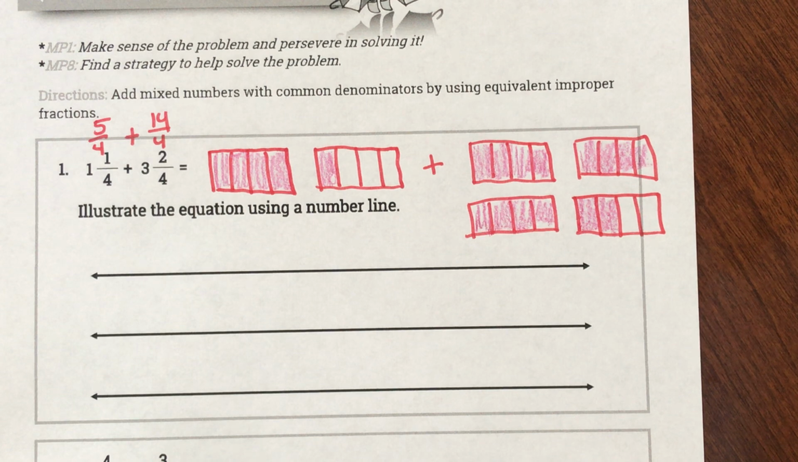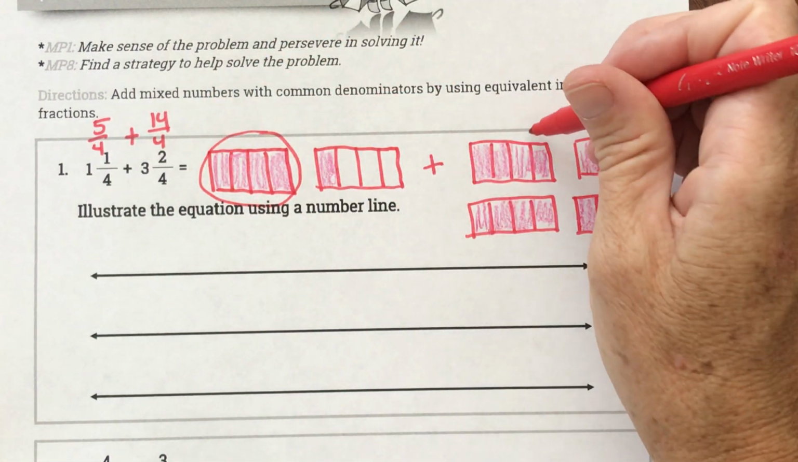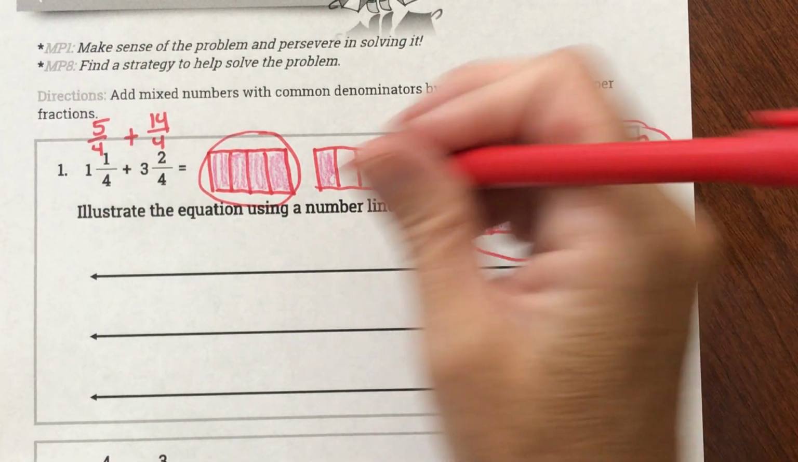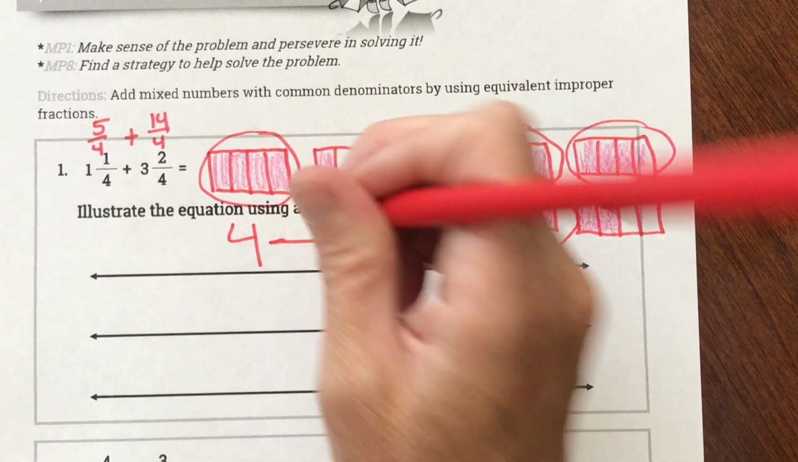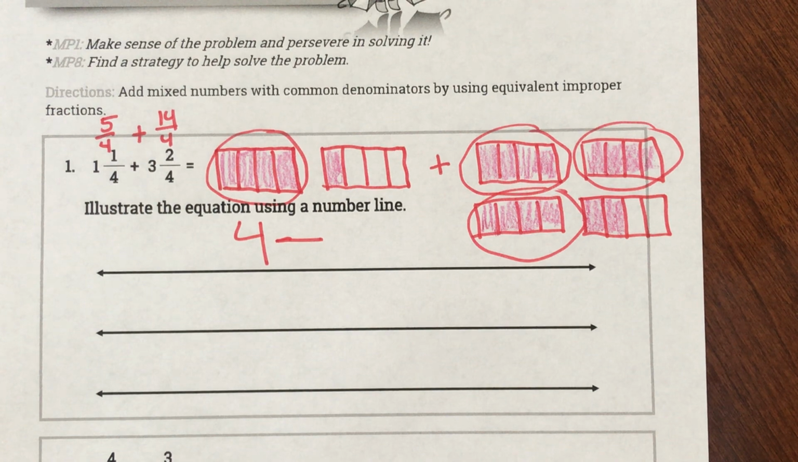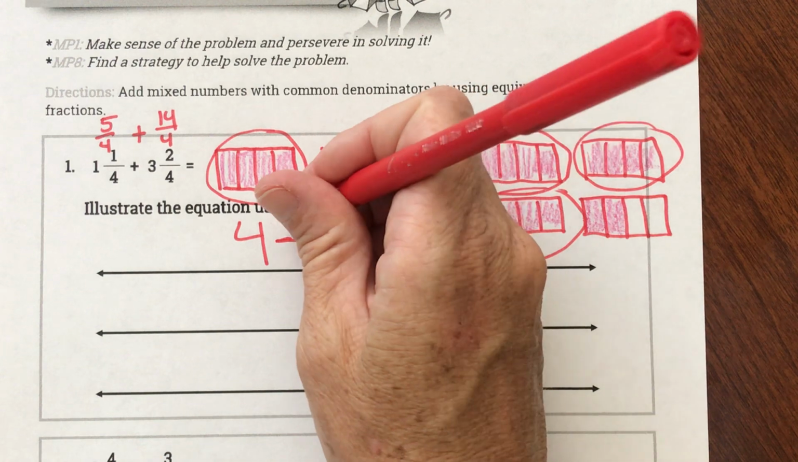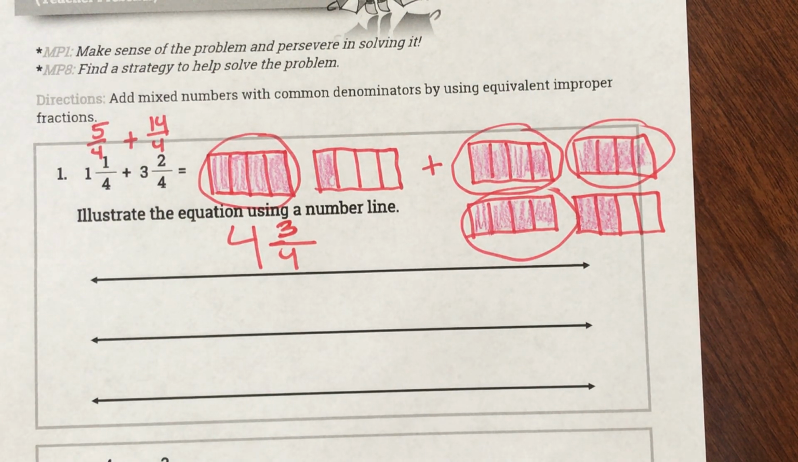Okay, so what they want me to do is add them. What do I have then? How many wholes do I have total? Well, let's add our wholes. I have 1 whole, 2 wholes, 3 wholes, 4 wholes. So I have 4 wholes. And then how many parts do I have? I have 1 part, 2 parts, 3 parts. So I have 3 fourths. So my answer is 4 3/4.